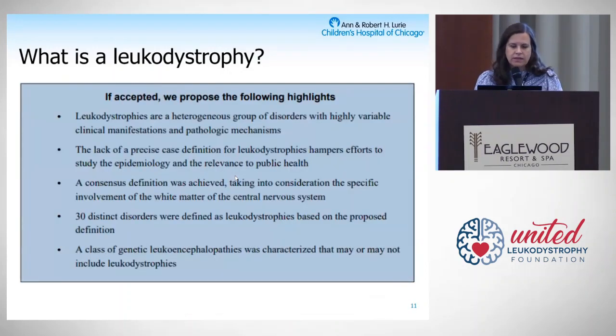So they proposed in this paper that leukodystrophies are a heterogeneous group of disorders with variable clinical manifestations and pathologic mechanisms. So because there isn't a clear age or pathology feature, they needed to look to other features to classify or accept them as leukodystrophies. And like I said, this lack of a precise case definition hampered efforts to study epidemiology. So they had a consensus definition, and I'll show you that. And they took into consideration the involvement of the white matter in the central nervous system. And 30 distinct disorders were defined as leukodystrophies based on this definition.